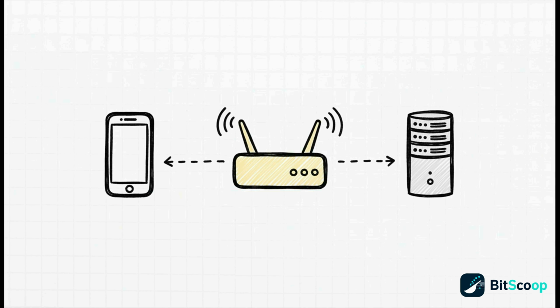All right, to really get this, let's set up a super simple scenario. Just imagine your phone, a web server, and a router are all hanging out on the same local Wi-Fi network. All your phone wants to do is grab a simple web page, index.html, from that server.